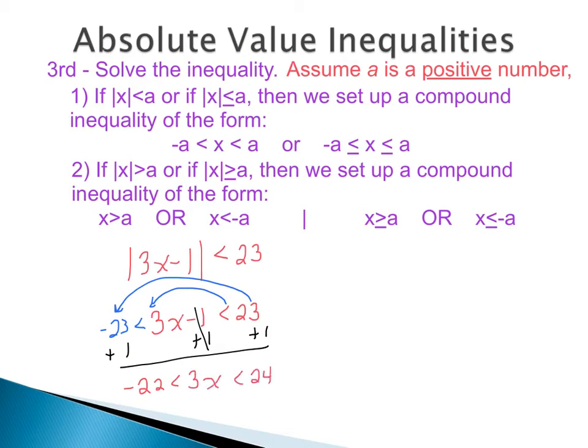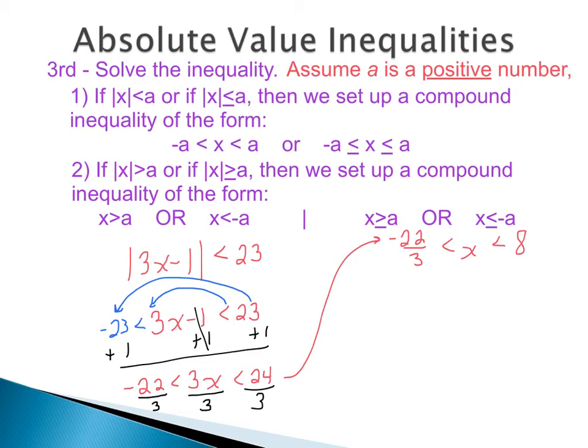And then finally I need to divide out that 3. And when I divide out the 3, that means that we're going to be left with an answer of negative 22 over 3, which is less than x, which is less than 8.